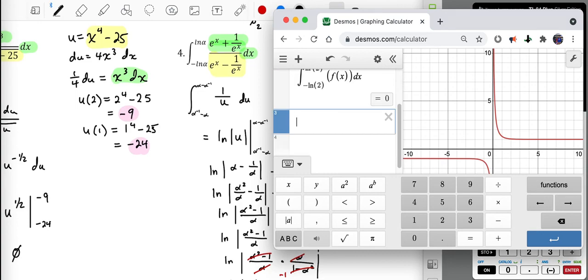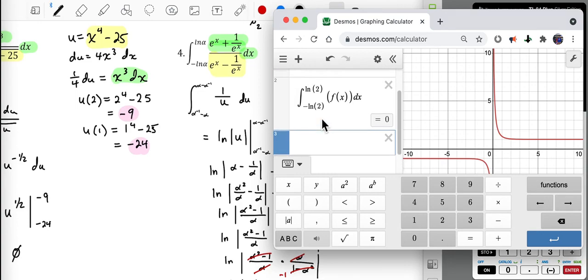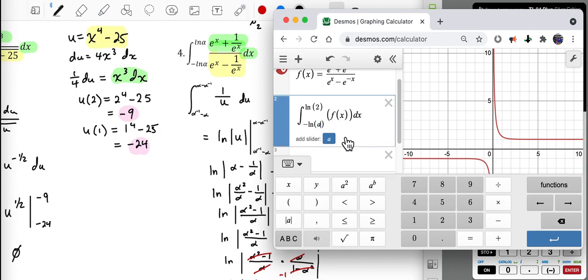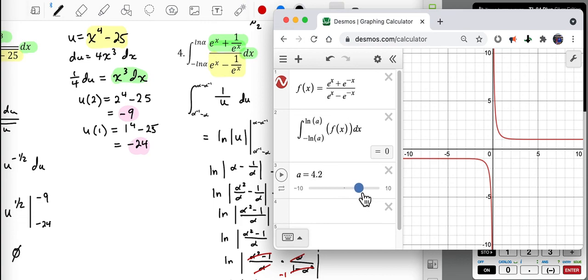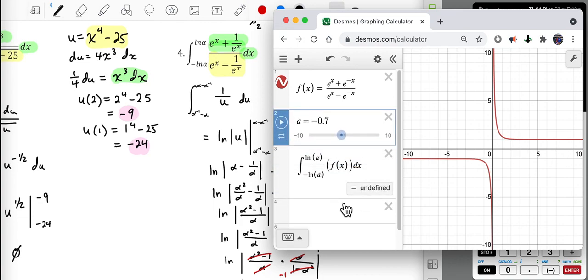All right, but then it begs the question, okay, well, what if it's not a 2? Well, let's make this an a. Now, it'll automatically create a slider if you select create slider. It'll give you undefined when the a values are negative or 0, which makes sense because natural log only exists for positive values. But yeah, for all these positive values, it's giving you a result of 0. All right, so it's a nice little verification or demonstration.